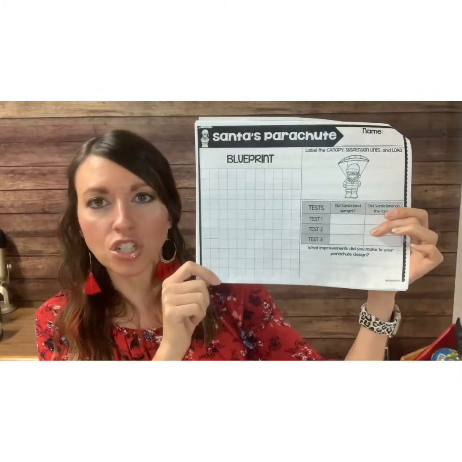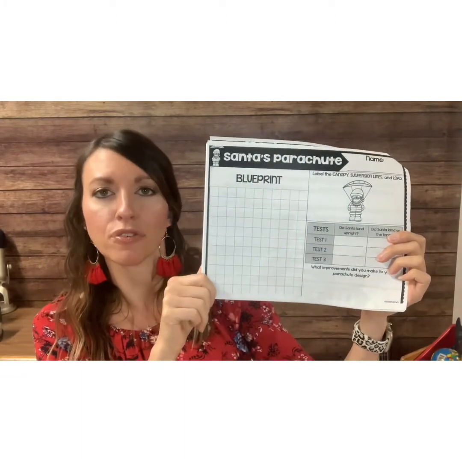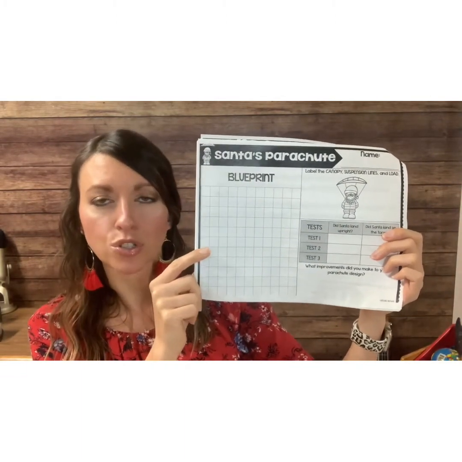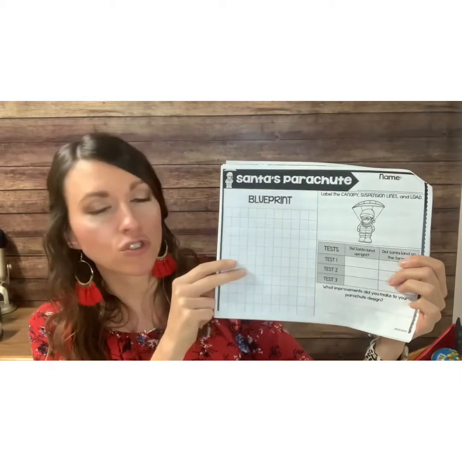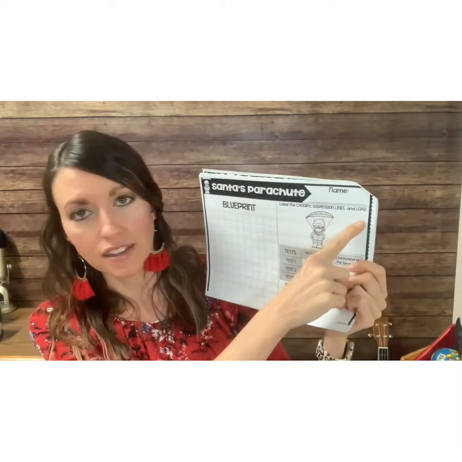So, a little sketch of how you would like your STEM project to look. Again, for this project, I provided you with a coffee filter and a Santa cutout, which you'll cut out, color, and then string. You'll use the string to design the parachute to help Santa land safely. Then you're going to label on here the main parts of the parachute: the canopy, suspension lines, and load.